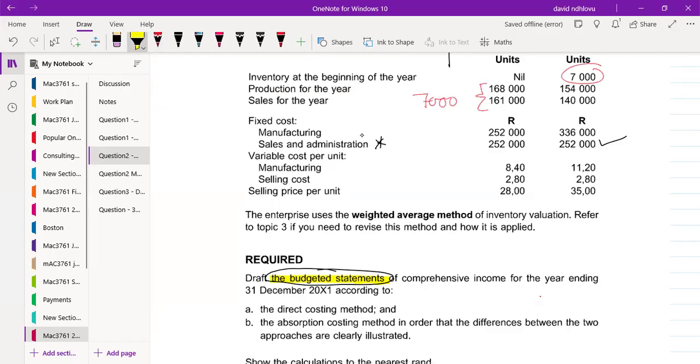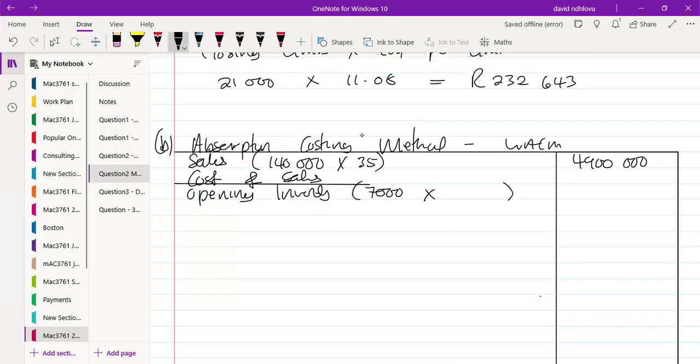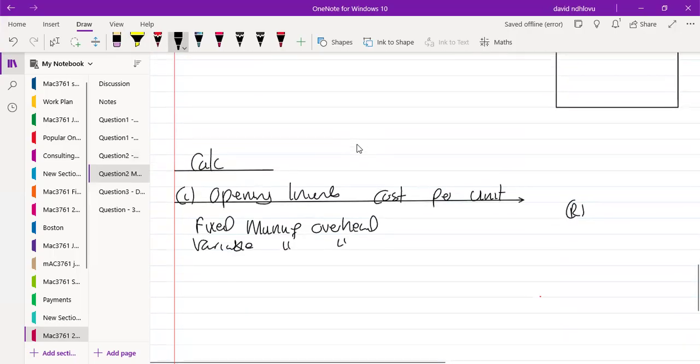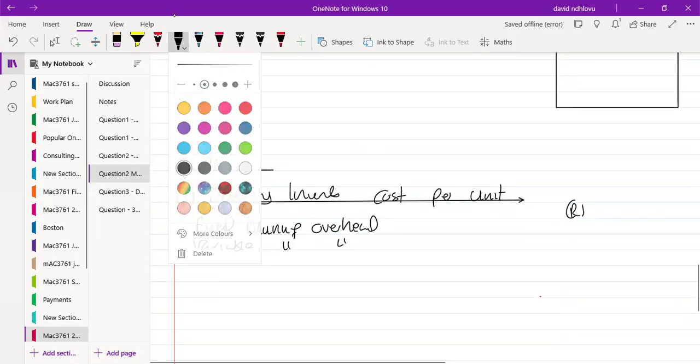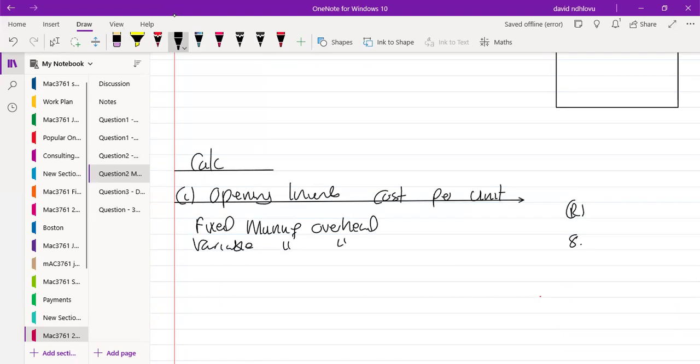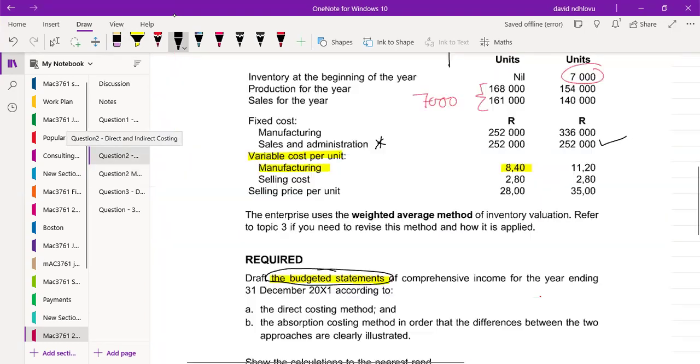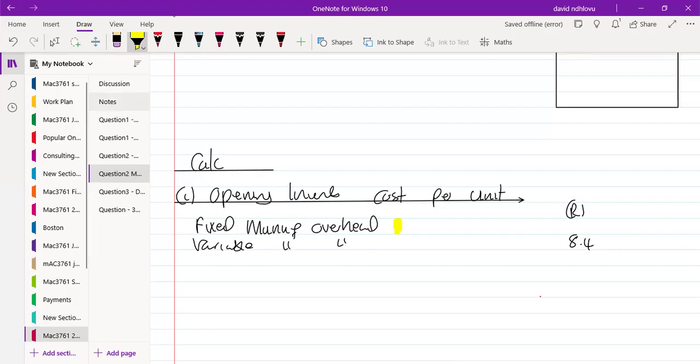So when we go to the variable element, the manufacturing cost there is 8.4. I don't include any non-manufacturing cost in valuing inventory. So you take manufacturing cost and we take 8.4. We ignore the selling and the admin. But because I'm using absorption, I must also add a portion of the what? Fixed manufacturing overhead. So therefore we say 254. This here is a total.